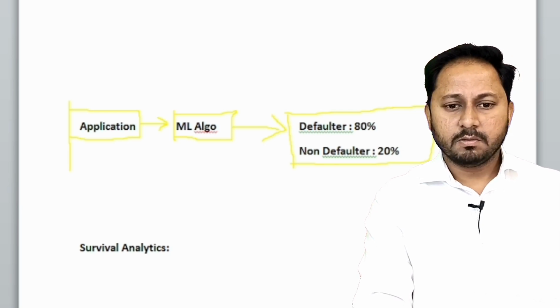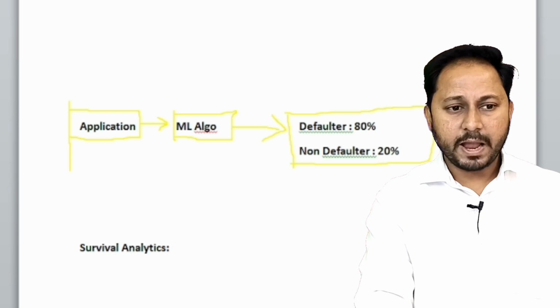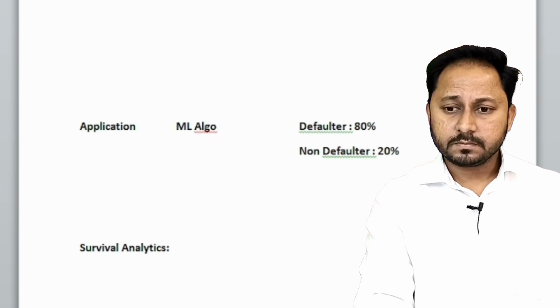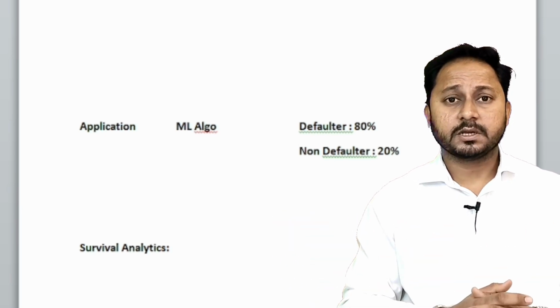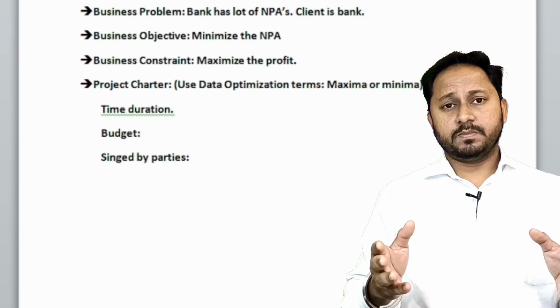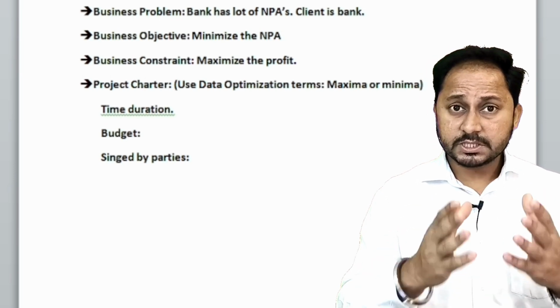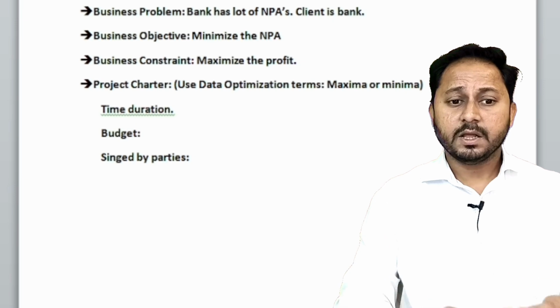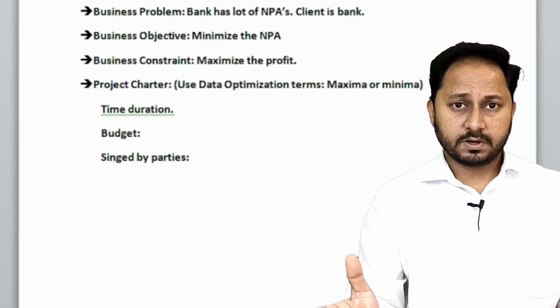You are saying, we are not going to give a loan to this kind of person who is going to be the defaulter. You go back to the client and say, hey, this is the algorithm. The bank says, okay, it's very good, fantastic. You have minimized our NPA. But if we don't give loans to people, how are we going to earn the profit? Our profits are going to reduce, right? So this is a constraint that has come from the client. So your business constraint would be, the client is saying maximize our profit, right?